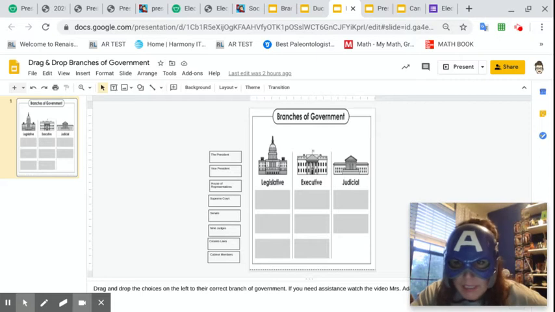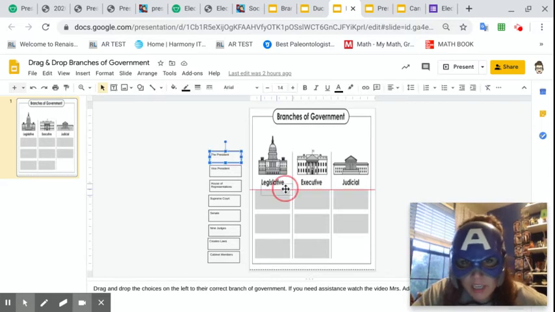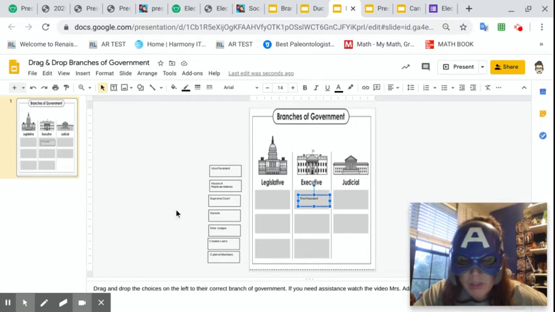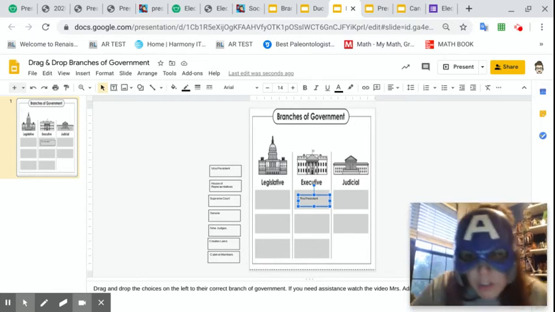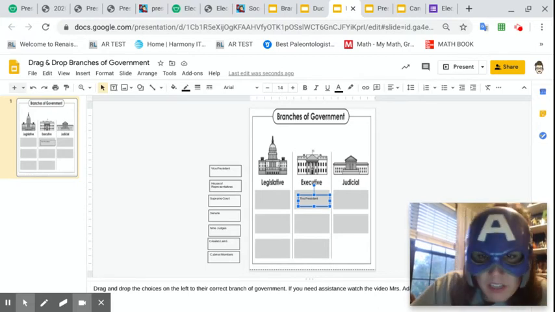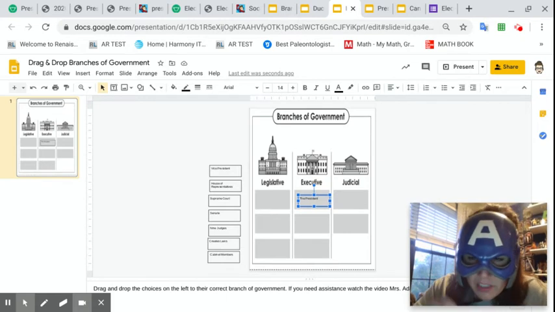So the president is part of the executive branch. So you're going to drag that and you will put it right underneath the executive branch, okay? So you have 8 little choices over here and then 8 slots to put them in. If you forgot what they are, you can always watch yesterday's video or you could reread the passage from yesterday. So that is task one.